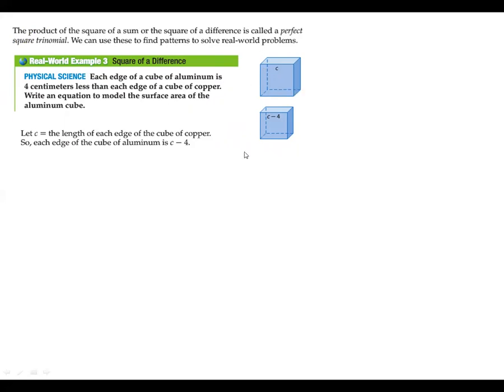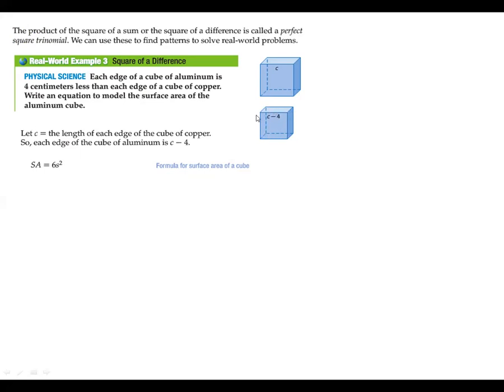So this is the copper one. The aluminum one is 4 centimeters less than that, so C minus 4. So let C equal the length of each edge of the cube of copper. So each edge of the cube of aluminum is C minus 4. The surface area of a cube is 6 times the area of one of the faces. Okay, so since it's a cube, all the faces are squares, and the reason we multiply that by 6 is because there's 6 sides to a cube. Also, surface area you can think of as how much wrapping paper you would need to perfectly wrap that with no overlap. Okay, so it's 6 times the area of each side.